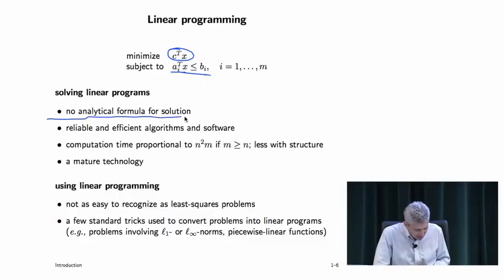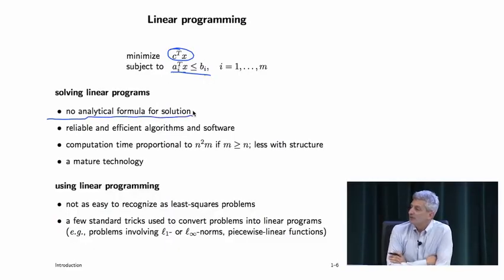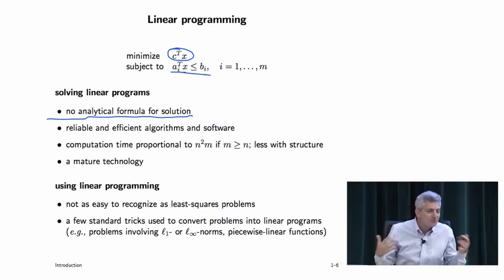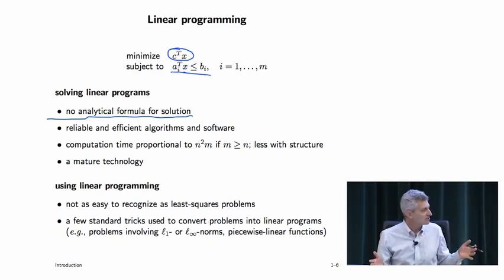But here's the interesting thing. Except in completely trivial cases, there's no analytical formula for the solution. There's nothing like (A transpose A) inverse A transpose b. I mean, there are for completely trivial special cases, right? But in general, no, there's not.